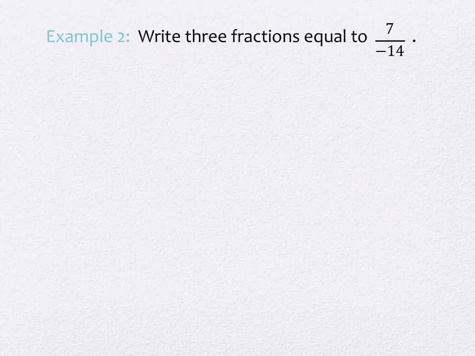I'll start you out with one. Here's 7 over -14. One option is I could multiply the top and bottom by 2. And if I did that, I'd get 14 over -28. So that's another one. Okay, so find other options that are equal to 7 over -14.